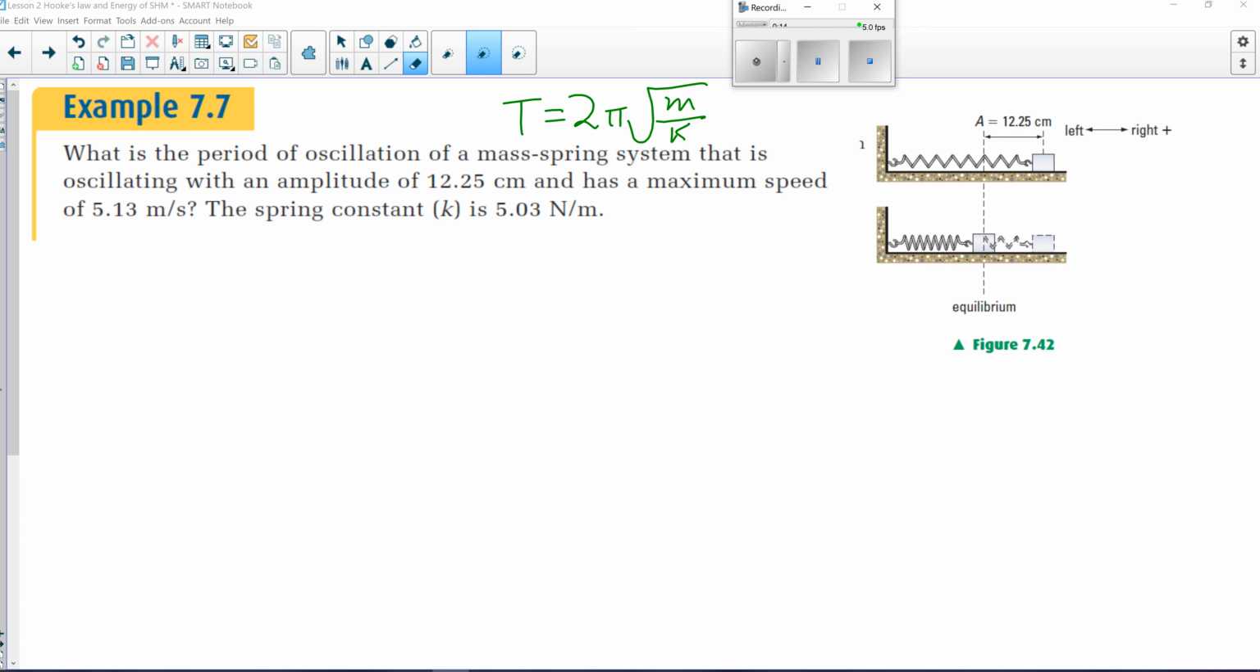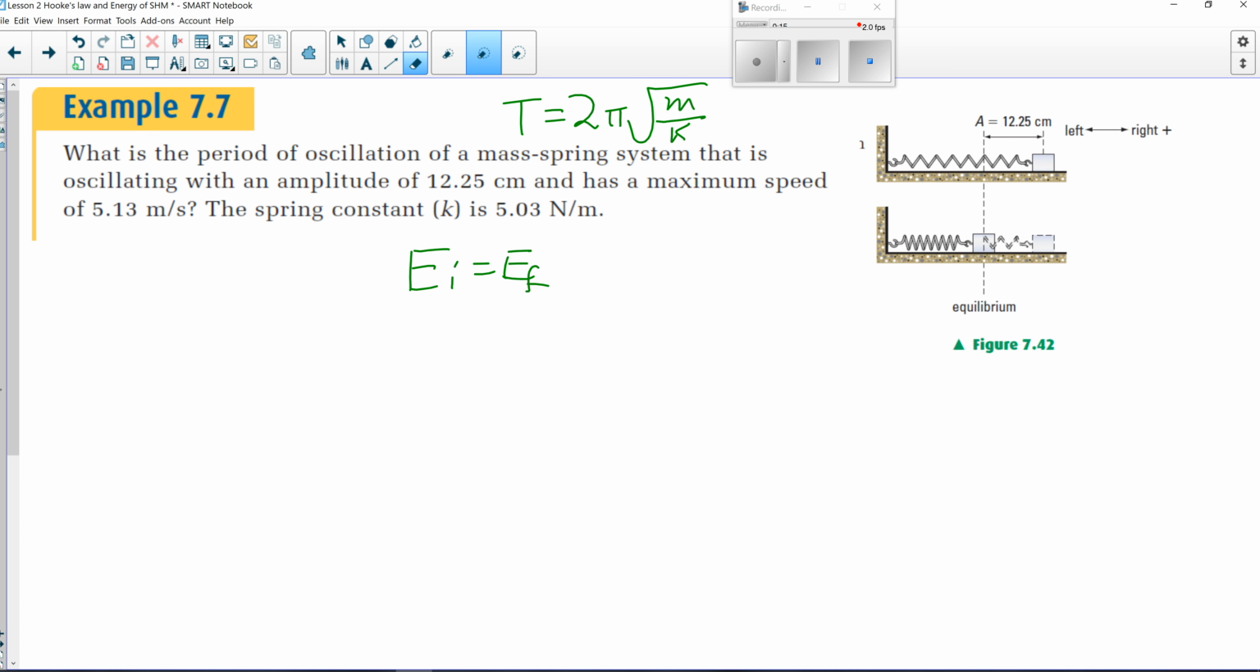All right, so what I need that I don't have is mass. Okay, they don't tell me that in the question anywhere. They tell me the amplitude, they tell me the maximum speed, and they tell me the spring constant. Okay, but they don't give me mass. So I can't use amplitude and speed in that formula, but I can use amplitude and speed in a law of conservation of energy problem.